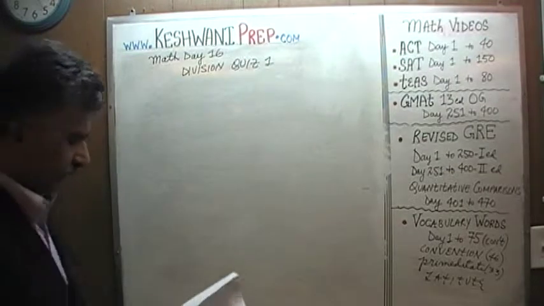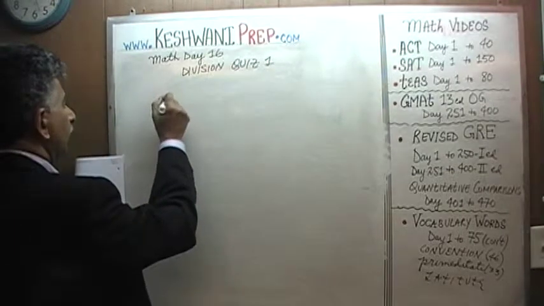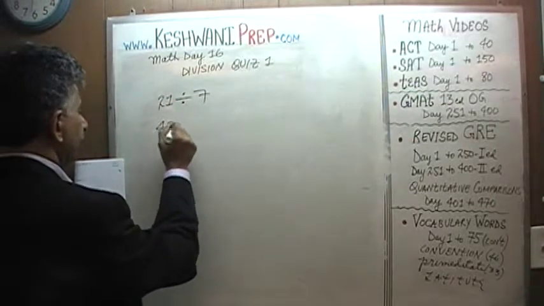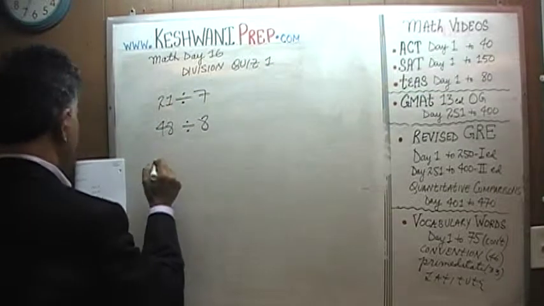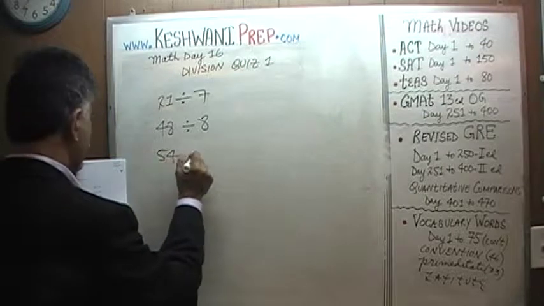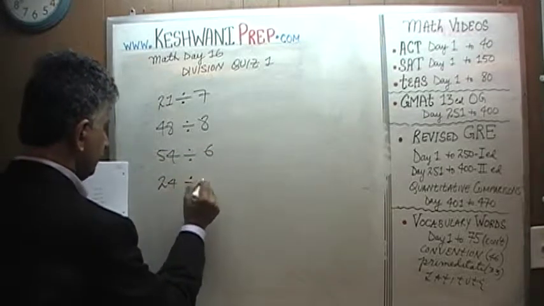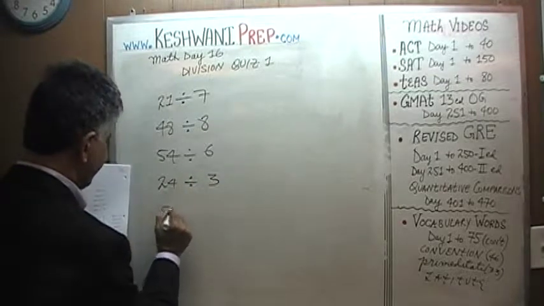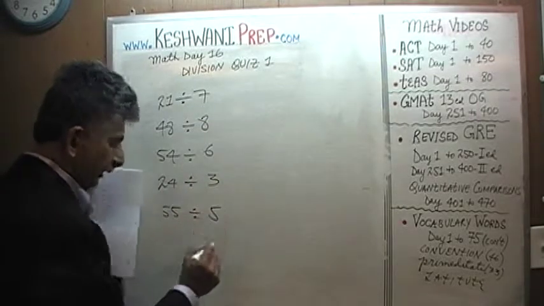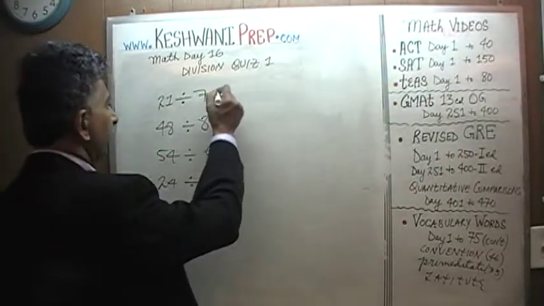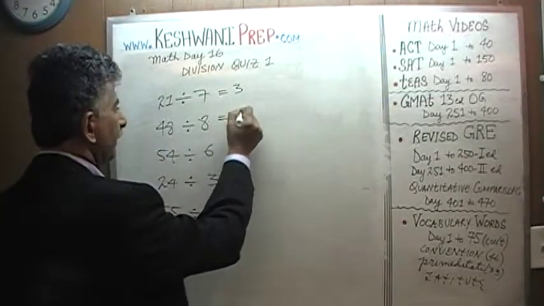First, the simple versions. 21 divided by 7. 48 divided by 8. 54 divided by 6. 24 divided by 3. And 55 divided by 5. Well, of course, we know the answers to them. 21 divided by 7 is going to be 3. 48 divided by 8 is 6.